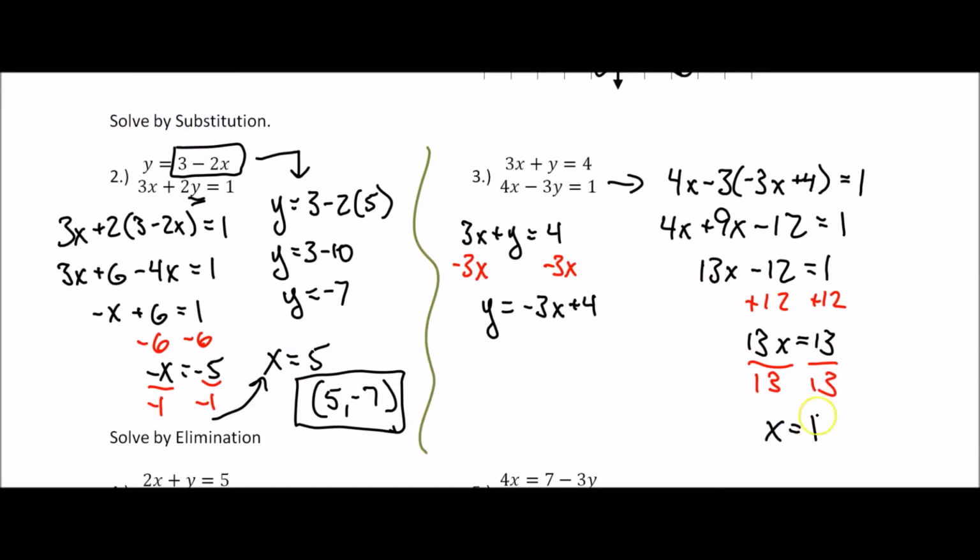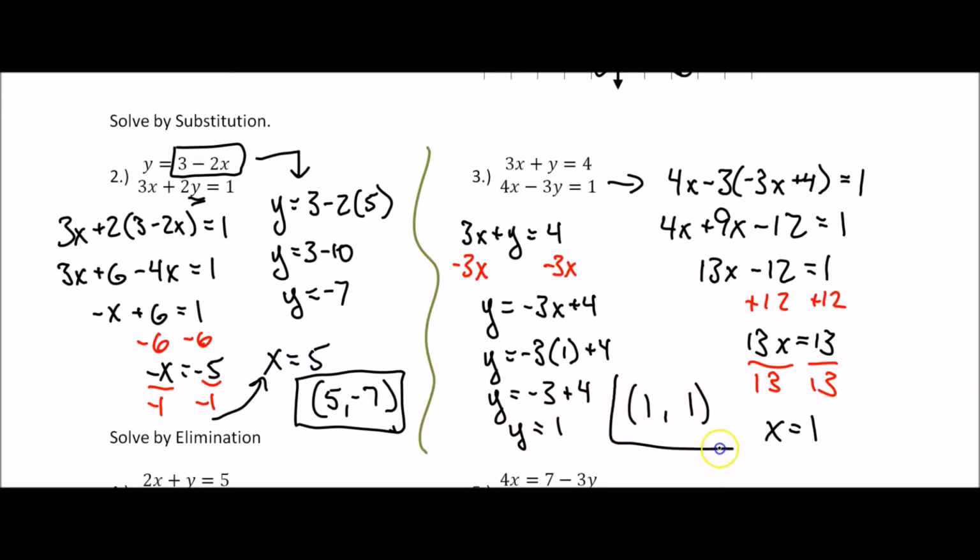But I'm not done yet. I still have to plug it back in to get the y value. So I come back over here. y equals -3x, which is a 1, plus 4. And I just simplify. So y also equals 1, so it's the ordered pair (1, 1). Okay.